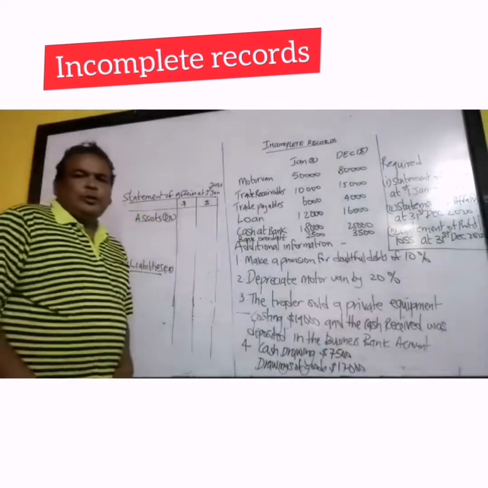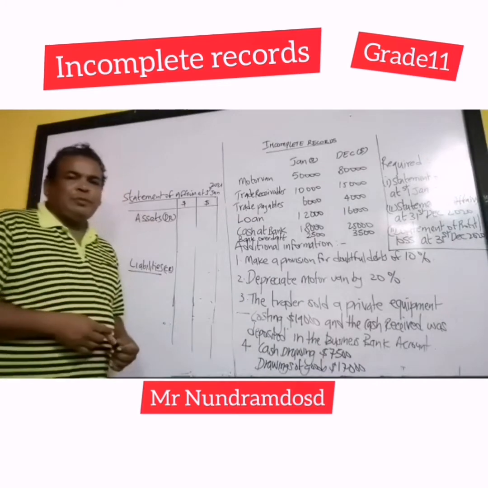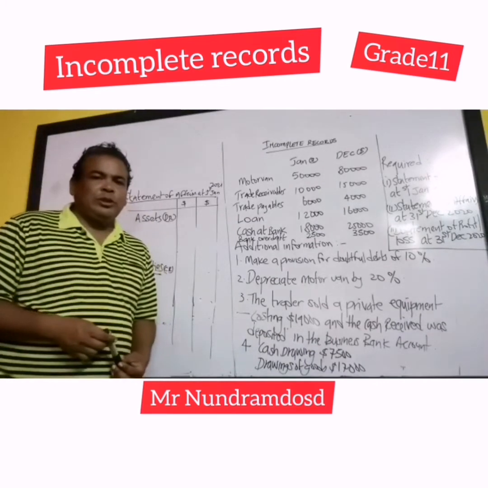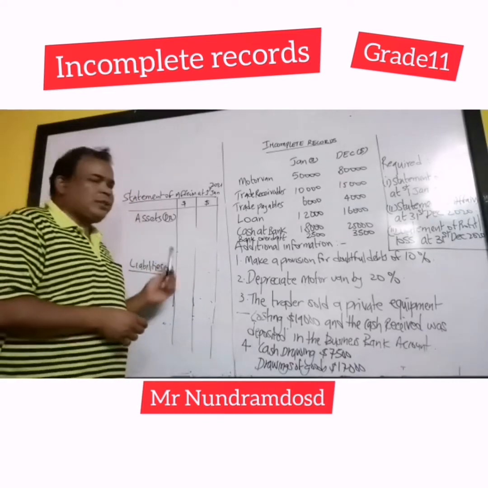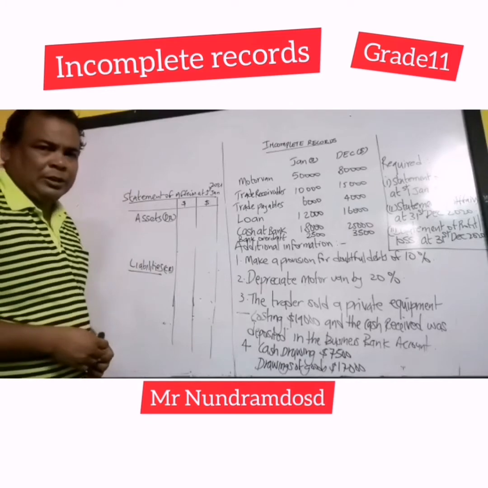So we are going to prepare a statement of affairs at the start. When preparing a statement of affairs at the start, no need to take into account adjustment. We just have to debit all the assets and credit all liabilities. The difference will give us capital at the start.